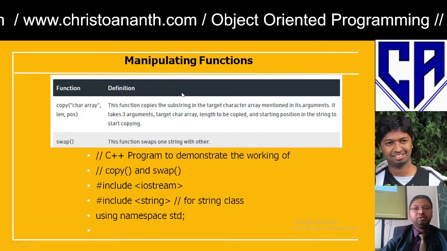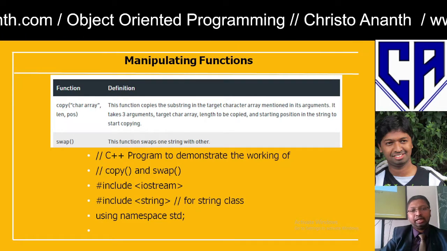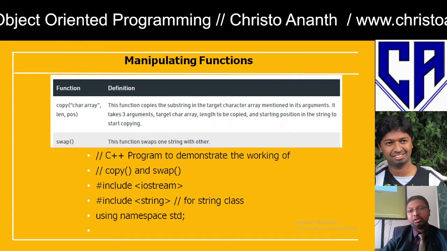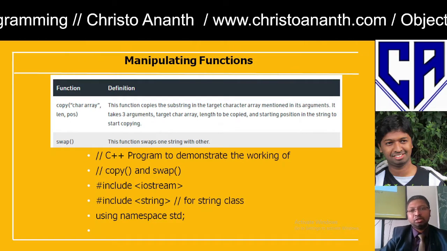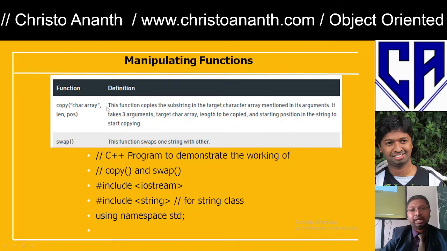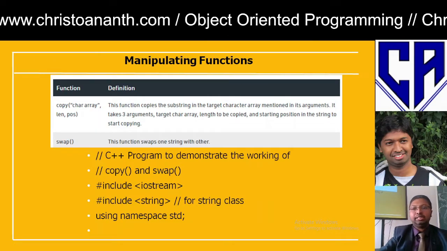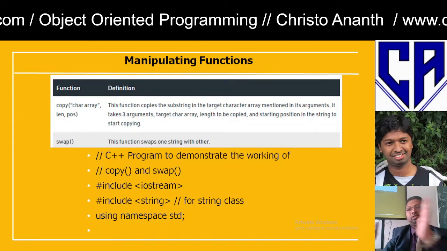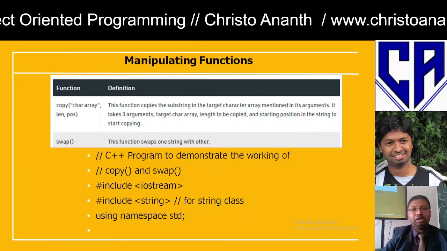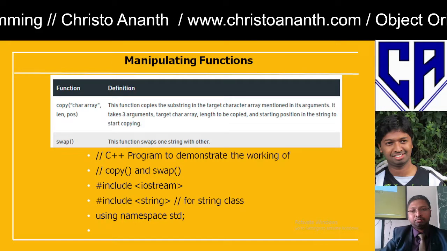And then here you try to manipulate the functions. It is copy, with a character array, len, and pos. It copies the substring into the target character array mentioned in the arguments. You have three arguments: the character array, the length that has to be copied, and the starting position in the string from where the copying starts. And then you have the swap operation, which swaps one string with another.